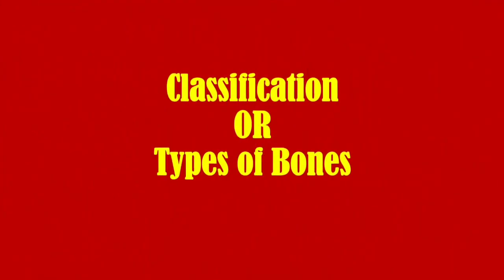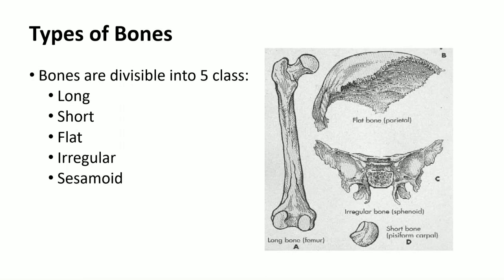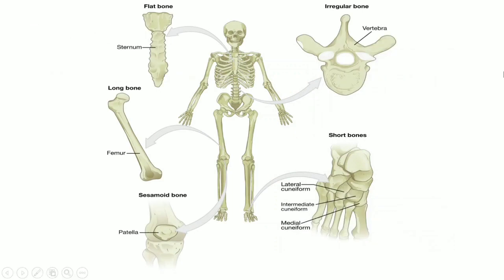Now the next thing we are going to see is the classification or types of bones. This is very important in terms of the skeletal system, that is, what the different types of bones are. This could be asked in a 5 marks question, so please take important note of it. Bones are divided into 5 classes: long bones, short bones, flat bones, irregular bones, and sesamoid. You can see the different types of bones over here. We'll see the details one by one.